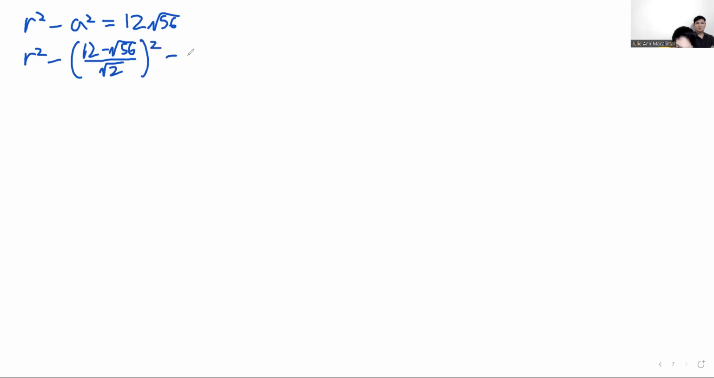R squared minus a squared is equal to 12 square root of 56. Now we know that a is 12 minus square root of 56 over square root of 2. If we square this, we only have one variable, and it so happens that one variable is the radius, r, so we can find r. This is just algebra.